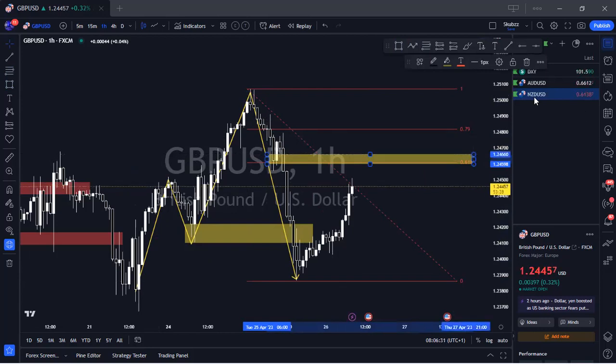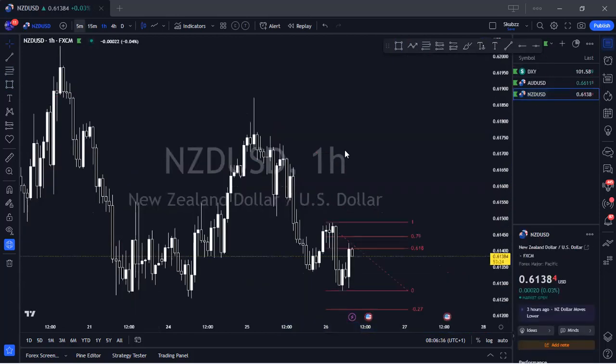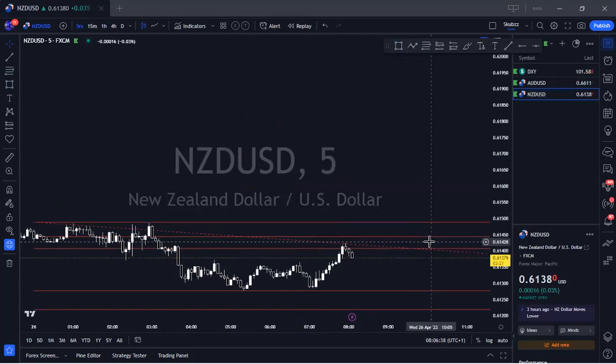Currently, the one we'll pay more attention to is NZD because it's on the lower time frame now. So let's see if we can get that shift in market structure. Then we'll jump on it.